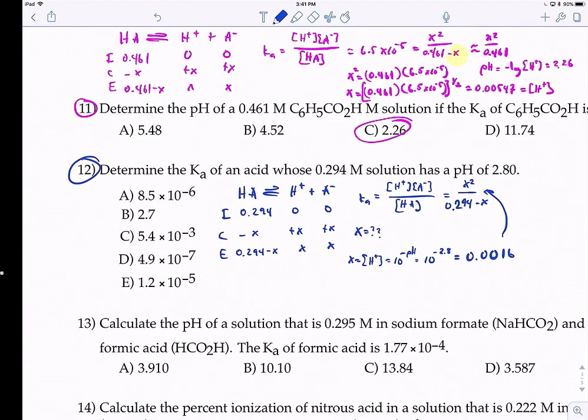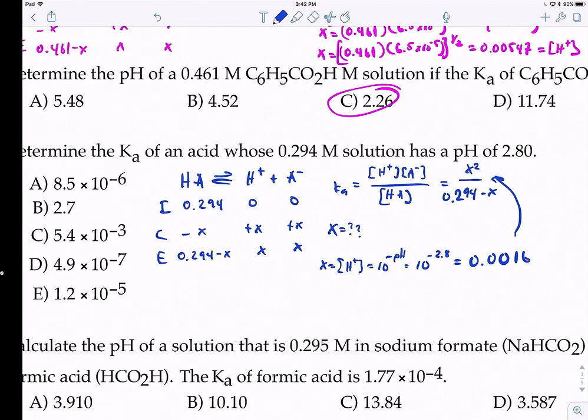So this one here, I've been training you to do the ICE chart, so I went ahead and constructed one. You're given the initial concentration and the pH, and you want to find the Ka. Same steps, but in this case your x value, the extent of reaction, is going to be the hydrogen ion concentration. From the pH you can figure out the hydrogen ion concentration, and then plug it in to get the Ka value. Questions with this one?